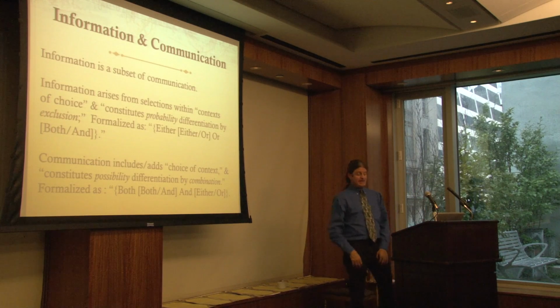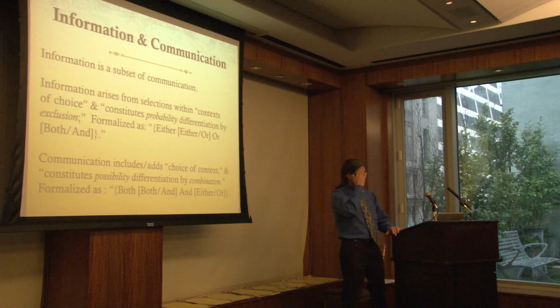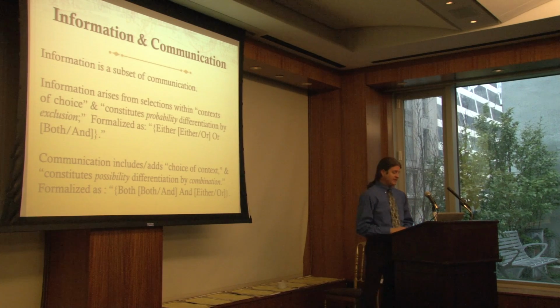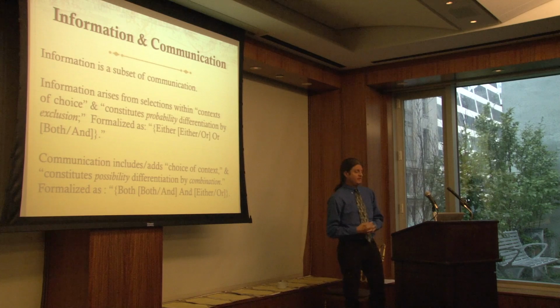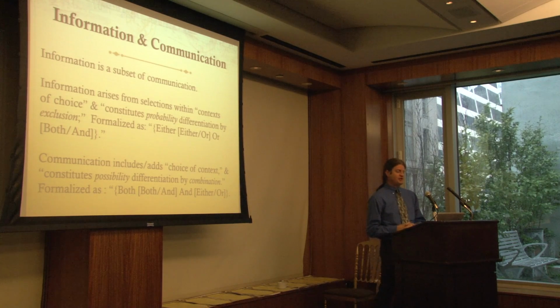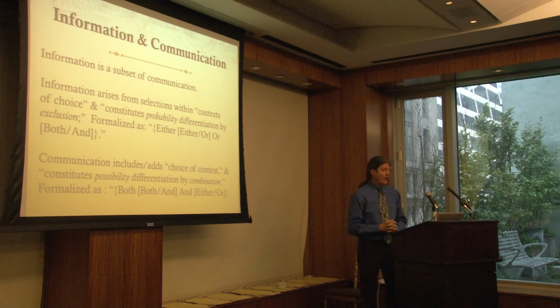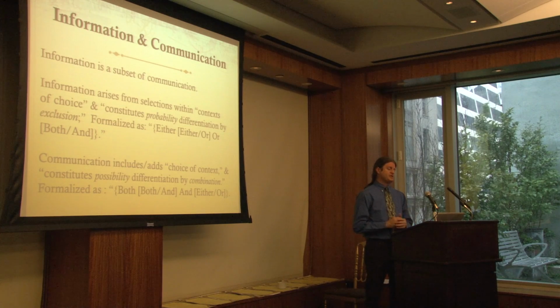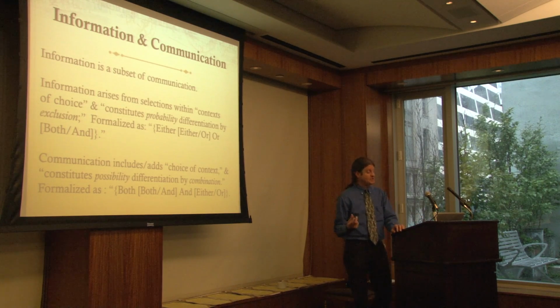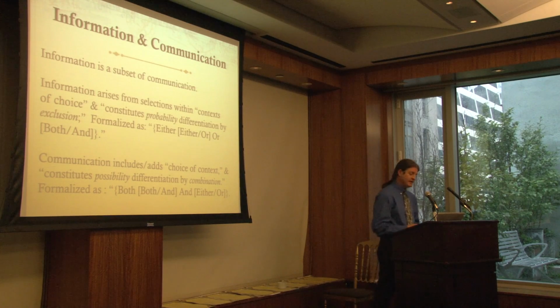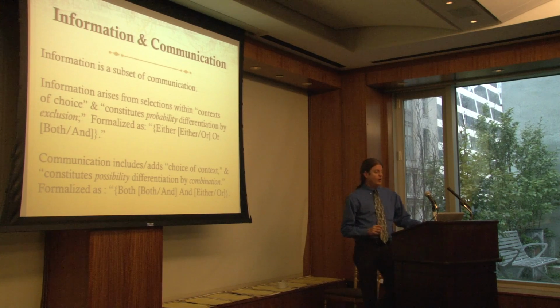Okay, I'm getting to a couple of my last slides here. So this is where it gets really over the top complex. This is some of the work that Richard Lanigan has done on the difference between communication and information. What he wants to suggest is that information is always a subset of communication, and that information arises from selections within contexts of choice, constitutes probability differentiation by exclusion, and is formalized as either-or, both-and. And he says that communication includes that but adds the choice of context.